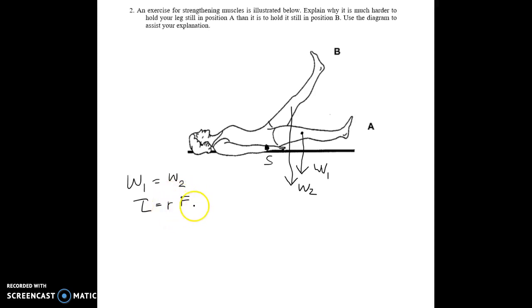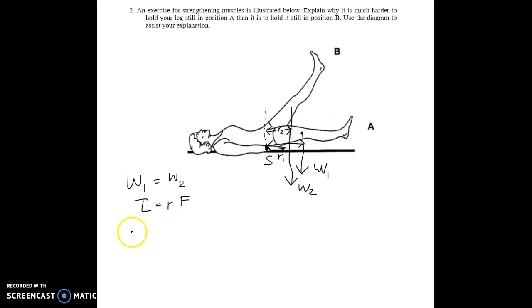R here is the lever arm. It's not distance, it's not radius. The lever arm is the shortest distance from the pivot to the line of force. So right now, the shortest distance between W1 and the pivot point, you might call it R1. And another shortest distance from point S to W2, we call it R2.